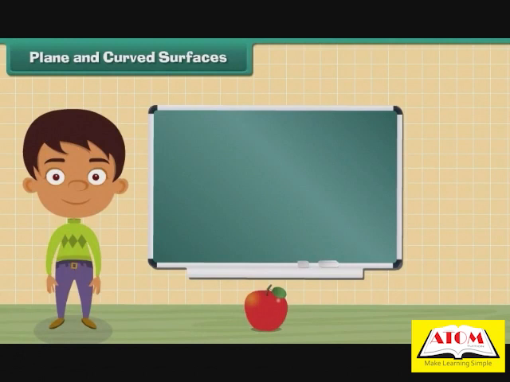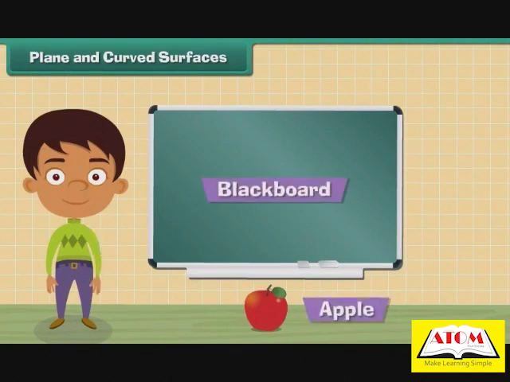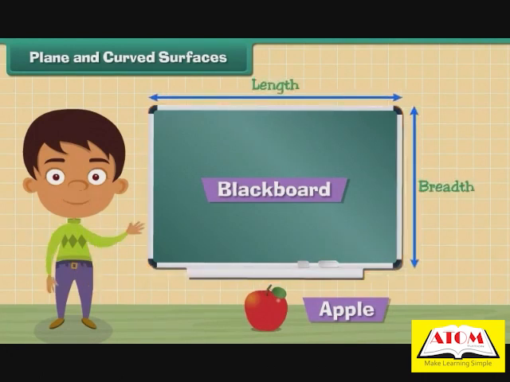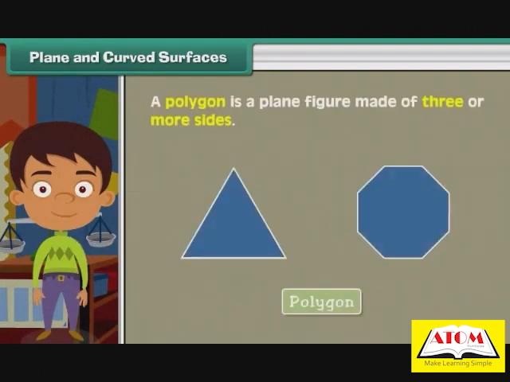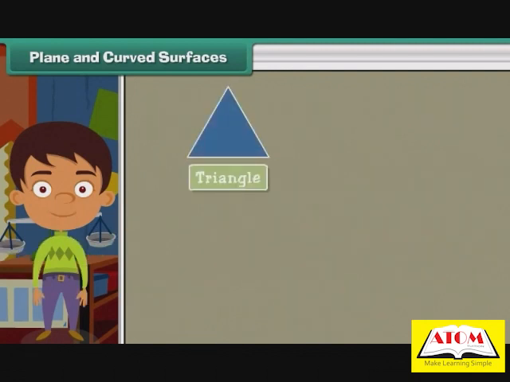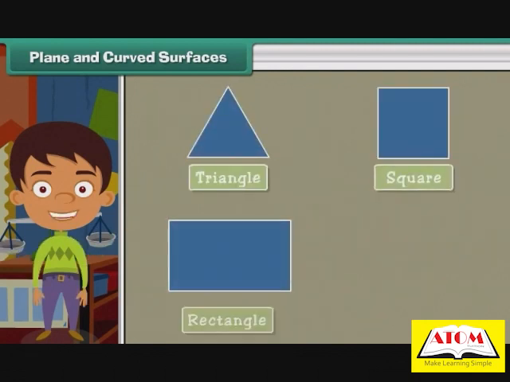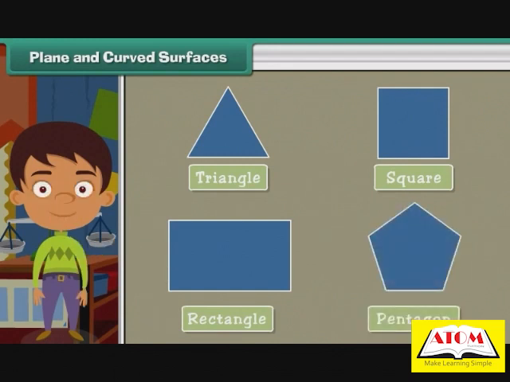Plane and curved surfaces. Look at these two objects, blackboard and an apple. Blackboard's plane surfaces are its surfaces which have length and breadth. When you touch the surface of an apple, its surface is not straight. This is curved surface. A polygon is a plane figure made of 3 or more sides. Various types of polygons are triangle, square, rectangle, pentagon.